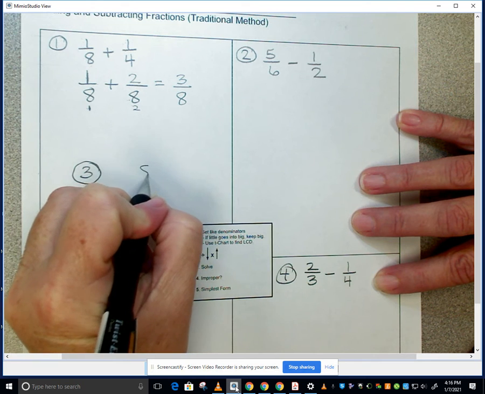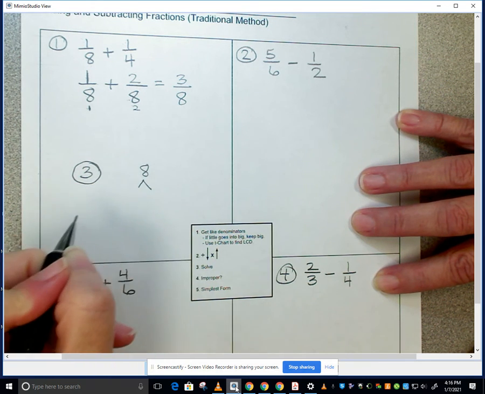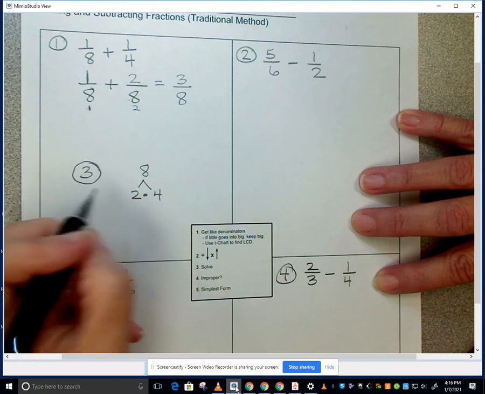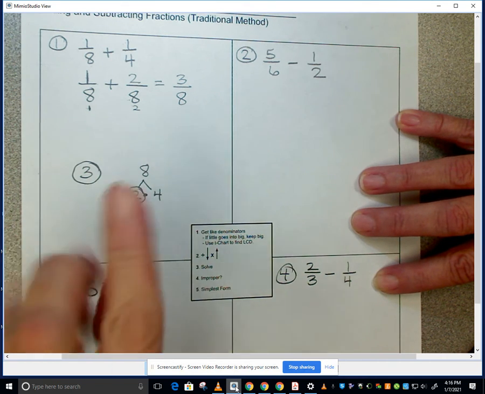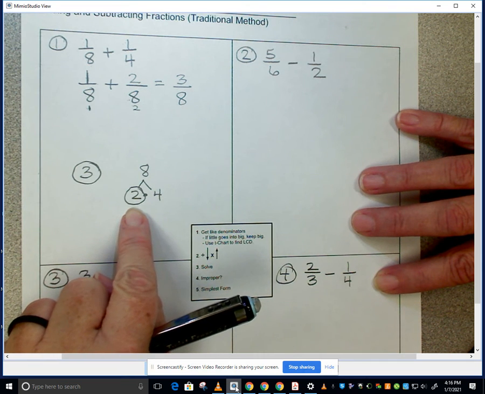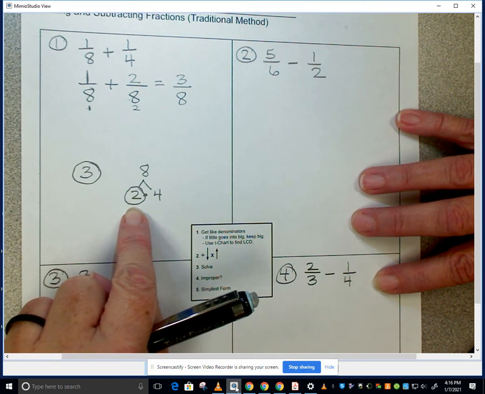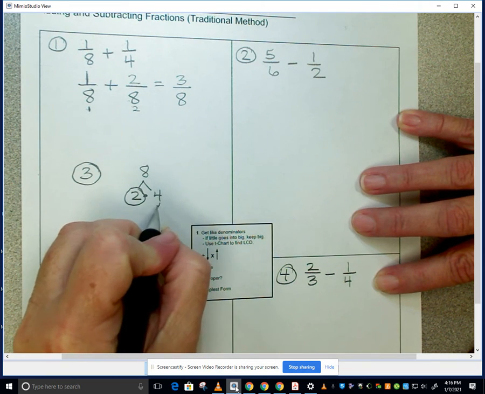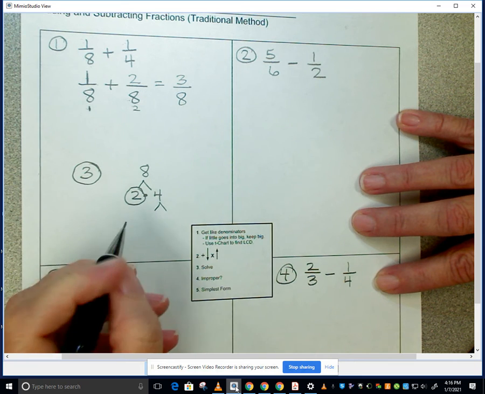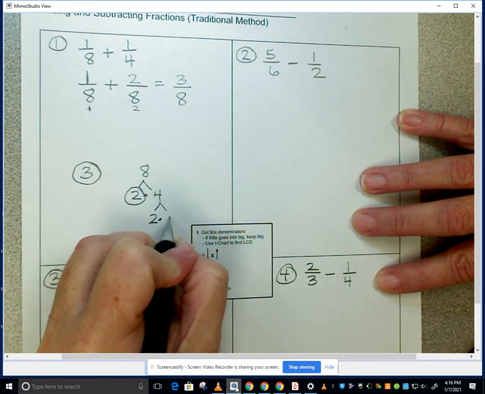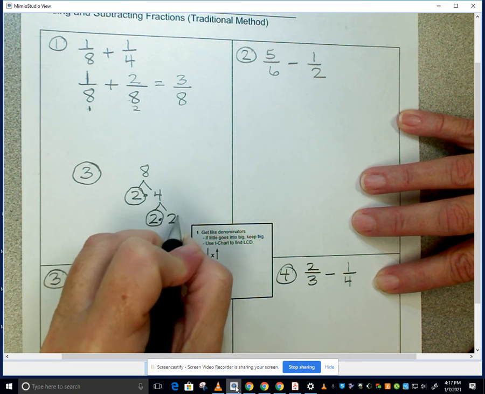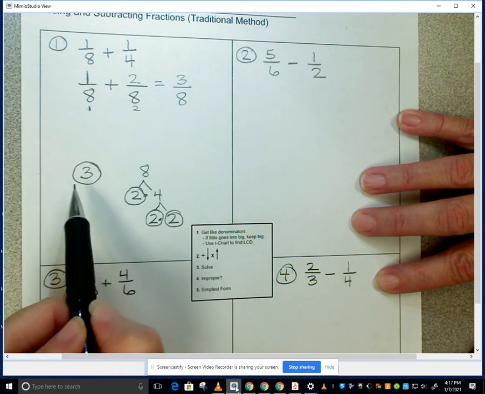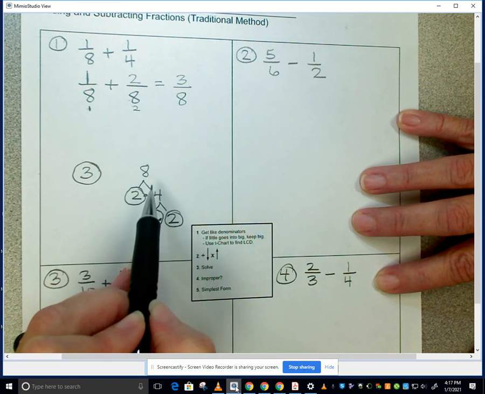And then 8. 8, we can say 2 times 4. We'll circle the 2 because it is a prime number. We're circling all our primes. Remember, the only way I can get 2 is 1 times 2. But look at 4. 4, I can branch it because there's a way to get 4 other than 1 times 4. I can say 2 times 2, prime, prime. Now I've completed the prime factorization of 3 and the prime factorization of 8.